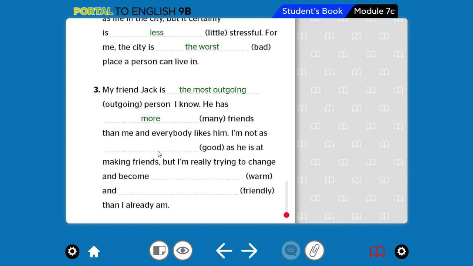I am not as good as he is. As good as, good remains as it is between "as" and "as". But I'm really trying to change and become warm and friendly than I am. Warm becomes warmer and friendly becomes friendlier or more friendly.